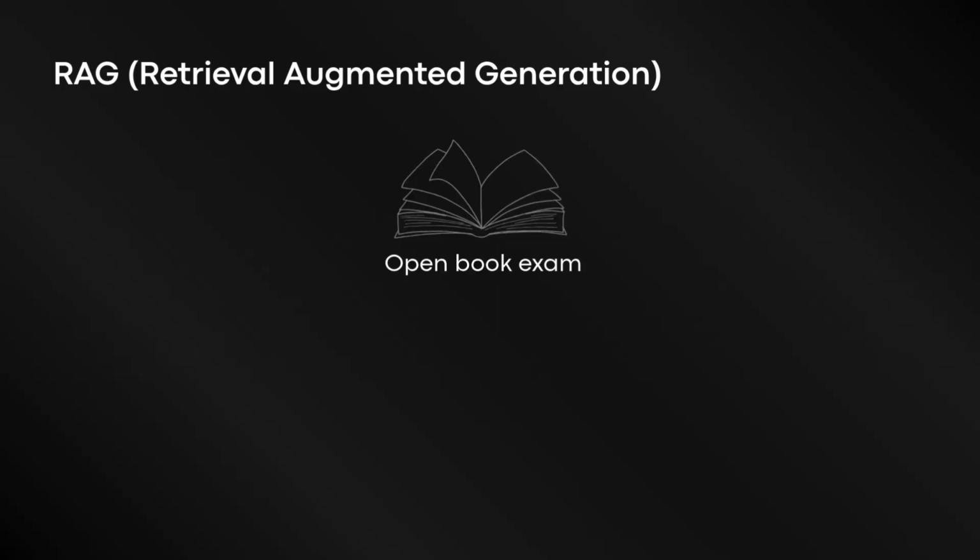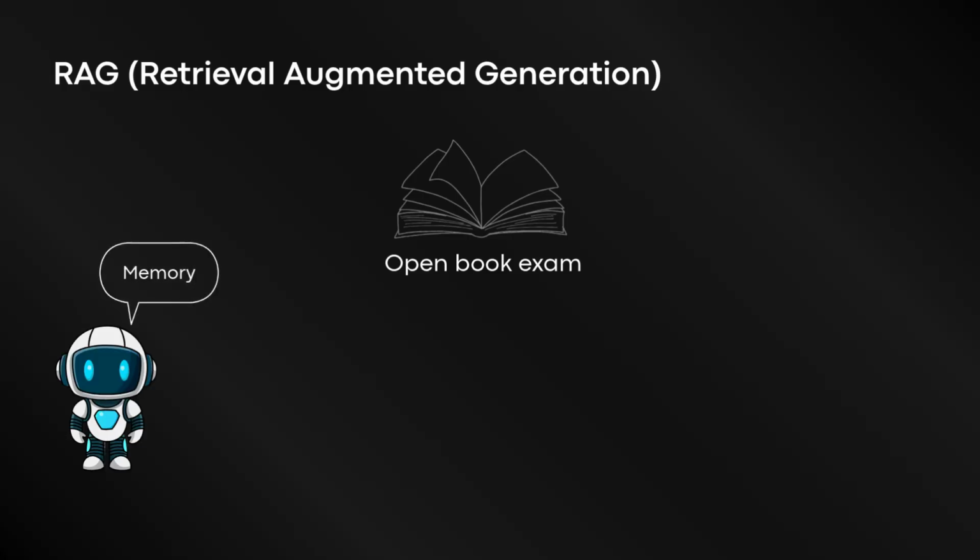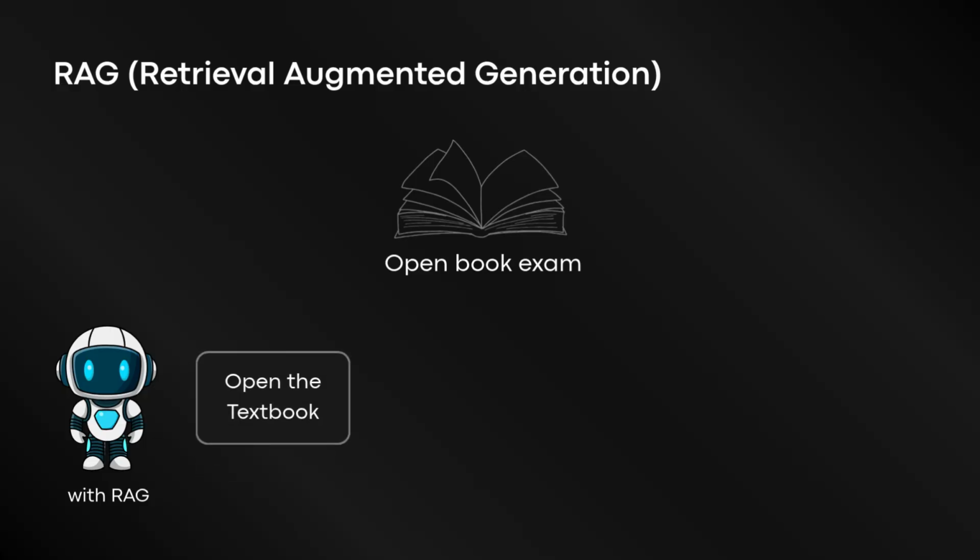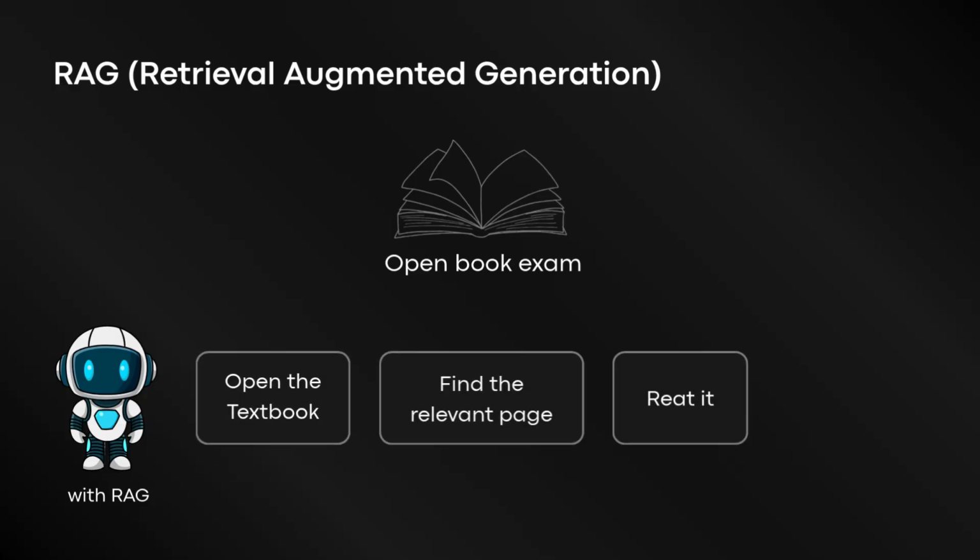Think of it like an open book exam. Normally, an AI model is like a student answering from memory, but with RAG, before answering, the student is allowed to open the textbook, find the relevant page, read it, and then answer the question. Obviously, the answer becomes much more accurate.